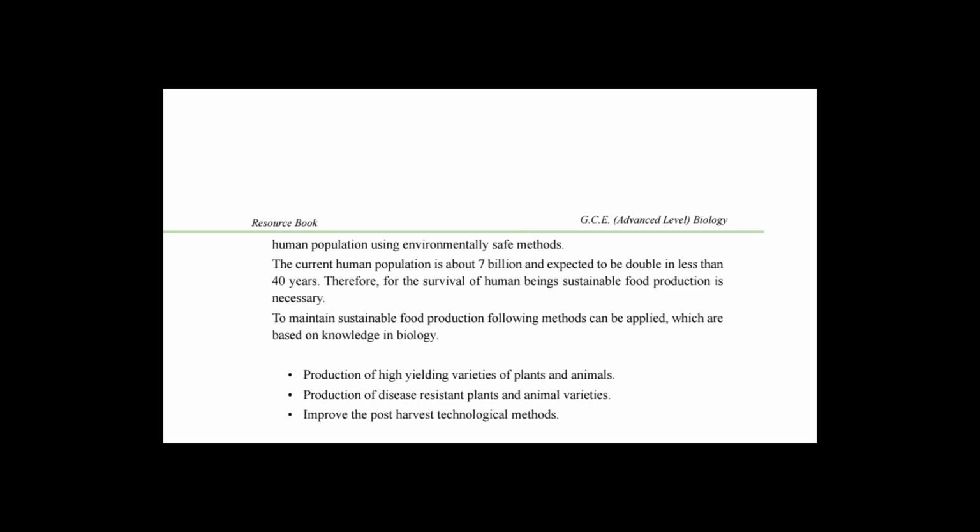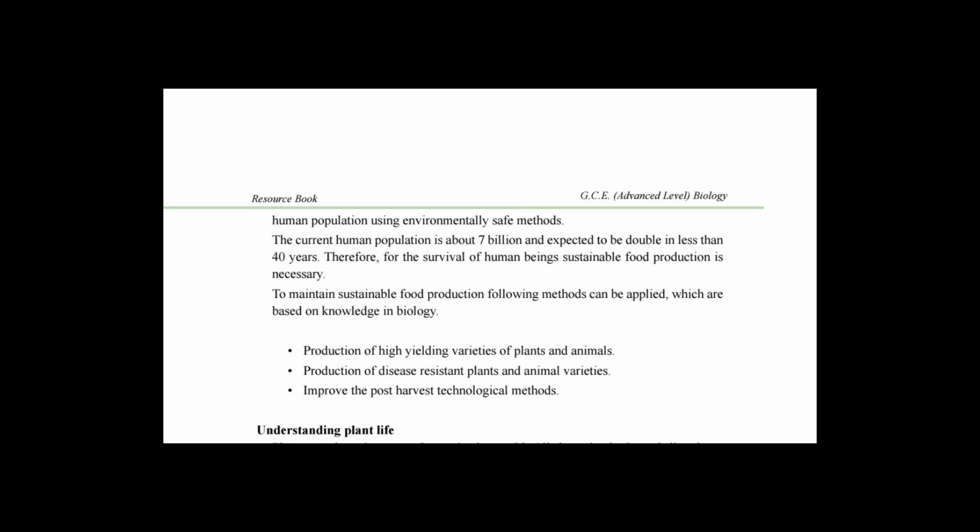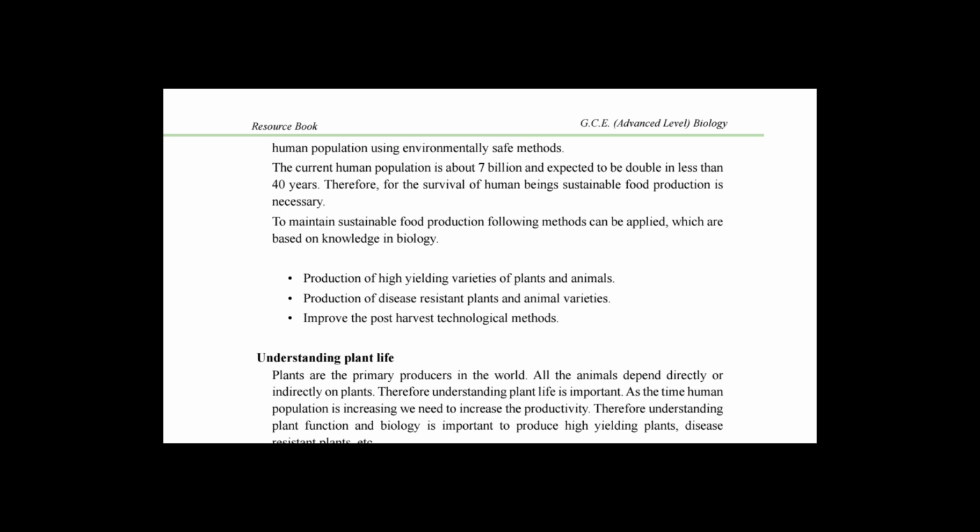Then a human population increase means the demand for food will increase. For those problems, we have to produce food, so sustainable food production is necessary. To maintain sustainable food production, the following methods can be applied based on the knowledge of biology. So biology provides some solutions for the human population increase and the competition for food that arises. What are those 3 solutions?